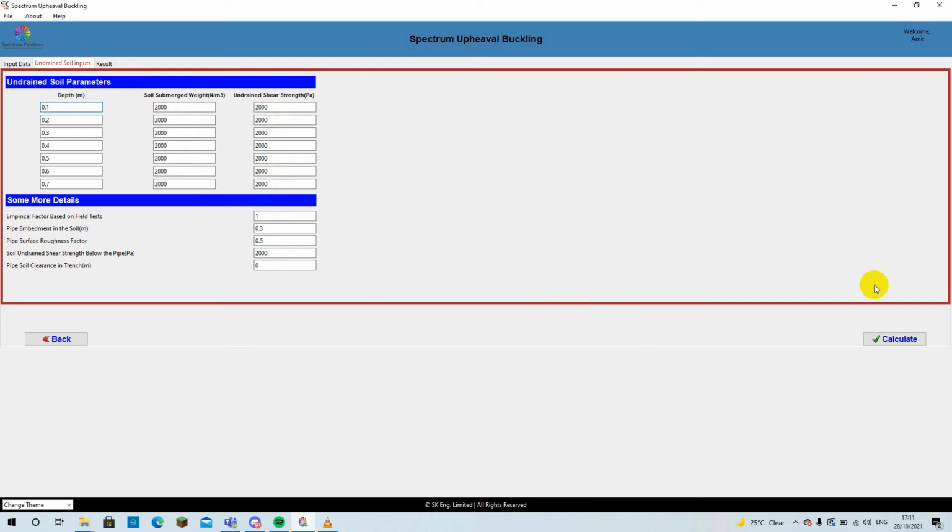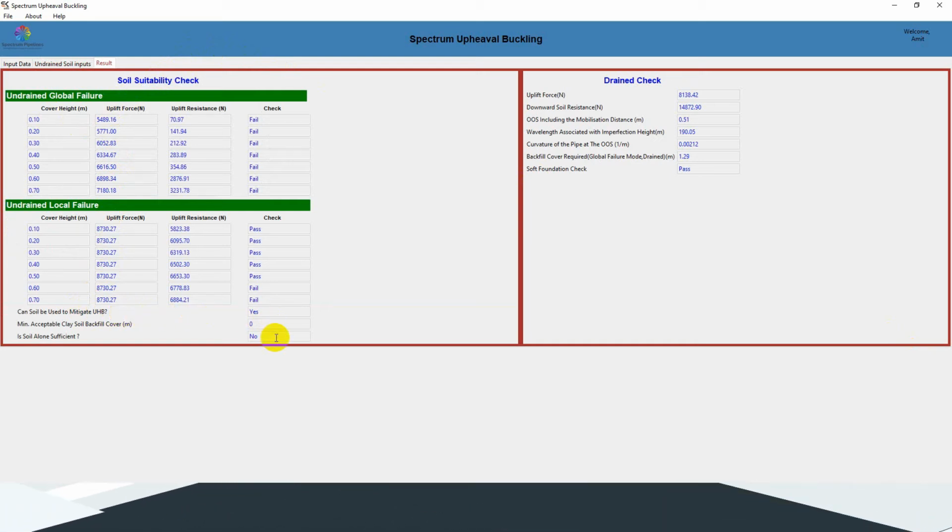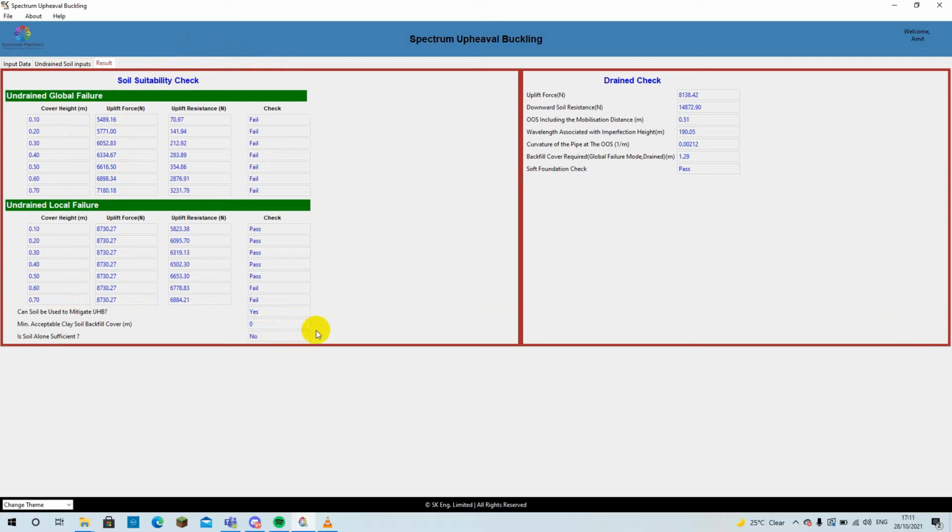The third screen displays the results of the upheaval buckling assessment. First of all, the suitability of the soil for mitigating upheaval buckling is assessed, and the results presented. In the case where the soil alone is sufficient to mitigate upheaval buckling, the soil backfill cover height is presented. However, if soil alone is not sufficient to mitigate upheaval buckling, the additional required rock cover height on top of the soil background cover is presented.